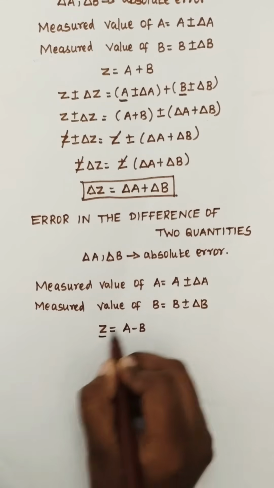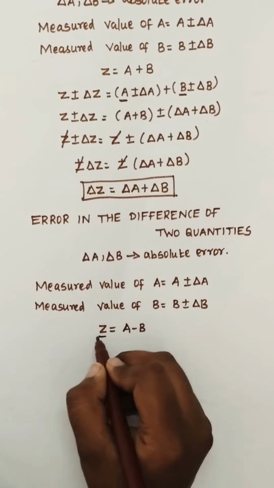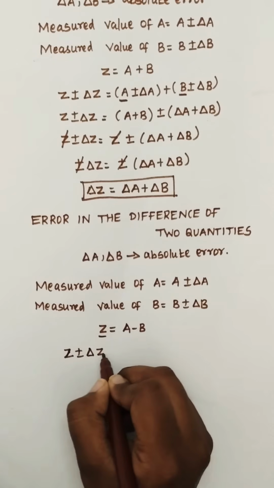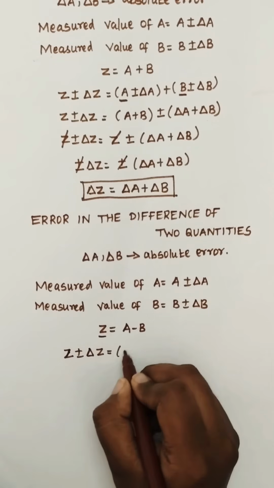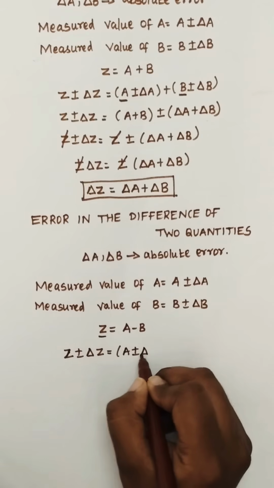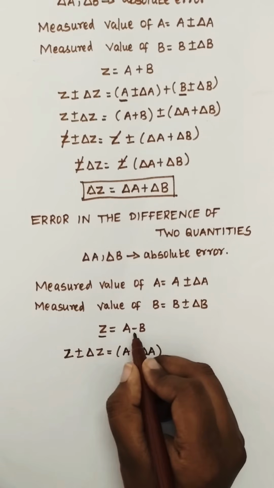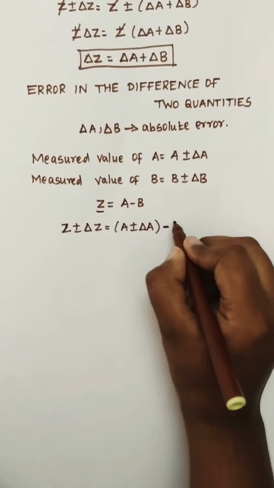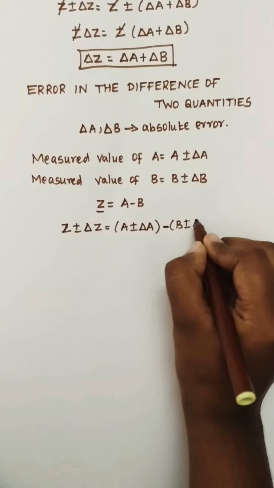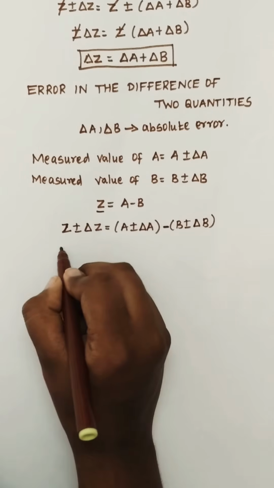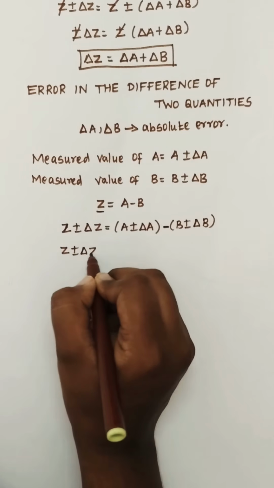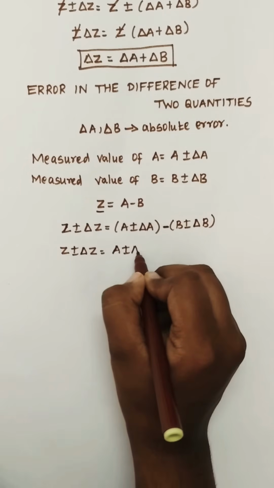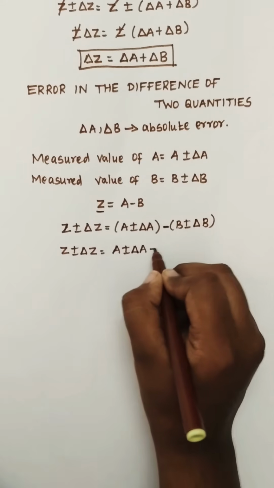Calculate the error in Z. So same way how we write for A and B, you have to write for Z. So Z plus or minus delta Z is equal to A measured value is A plus or minus delta A. Here minus symbol is there, so minus B value is B plus or minus delta B. Z plus or minus delta Z is equal to, take this negative sign inside the bracket, so A plus or minus delta A minus B.